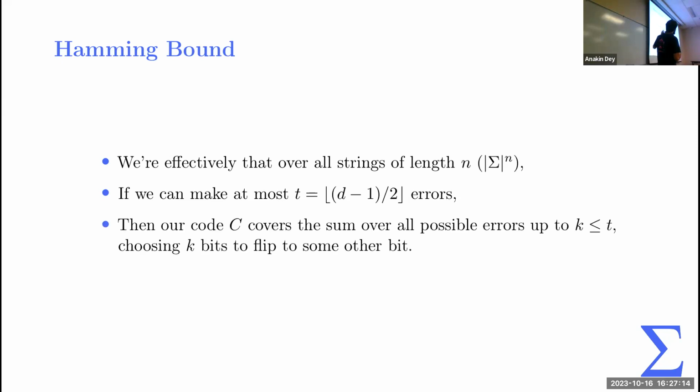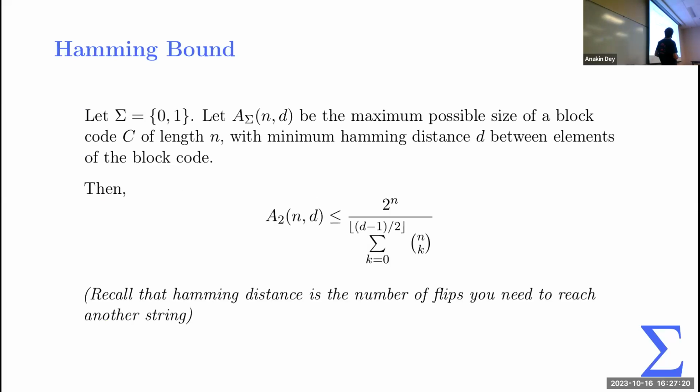Then our code C covers the sum of all errors k up to t, choosing some k bits to flip to the other bit. So if I replace everything with our binary language, we're saying over all strings, if I take so many errors, I choose some of those bits in the string to flip.